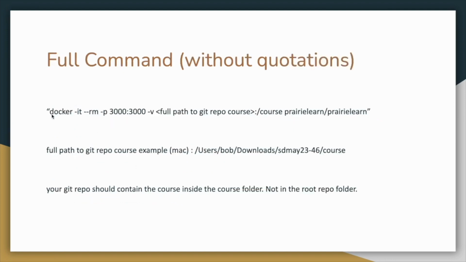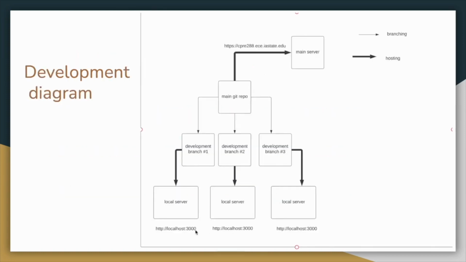So here's the full command. You do this without quotations. So here we call Docker. You do need docker run right here. I'll be showing that in the terminal. And then the full path to the Git repo course. So here's an example path, and make sure the course is inside a course folder, not the root repo folder. So here's the development diagram, but I will be talking about that after the demo.